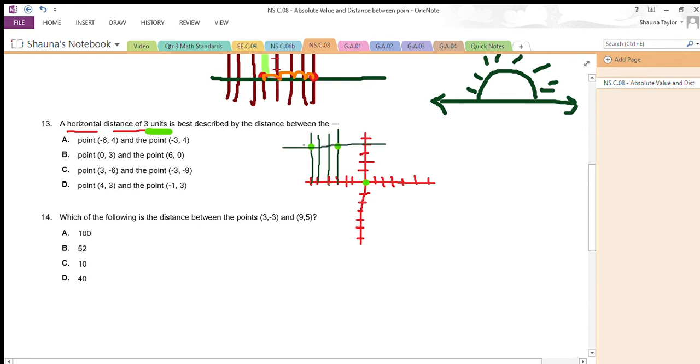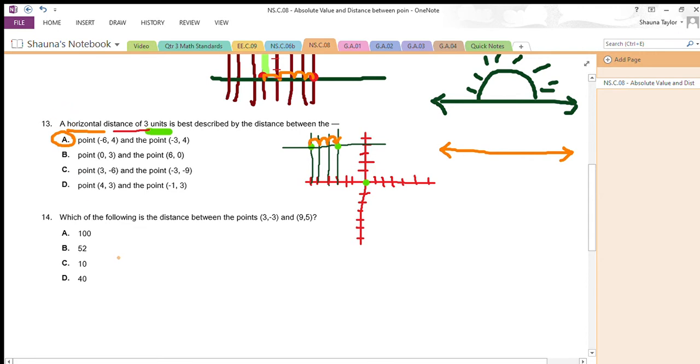Now all we got to do is count the lines to see if they're 3 distances apart. So I'm going to count from here and go 1, 2, 3. They are 3 distances apart, okay? And is it horizontal? Remember, horizontal is going from left to right. Wow, look at that. We got the answer straight out. So we're done.